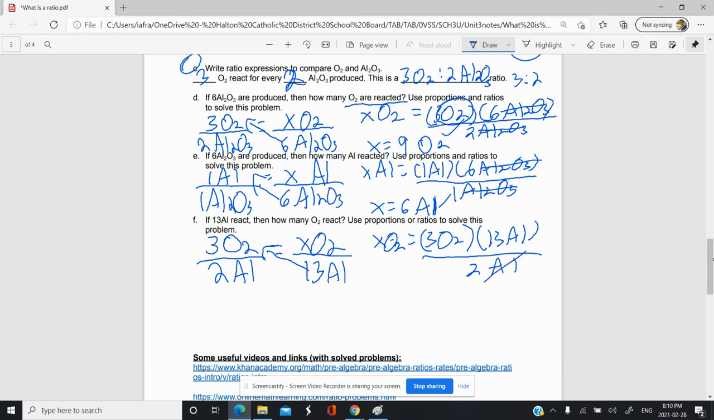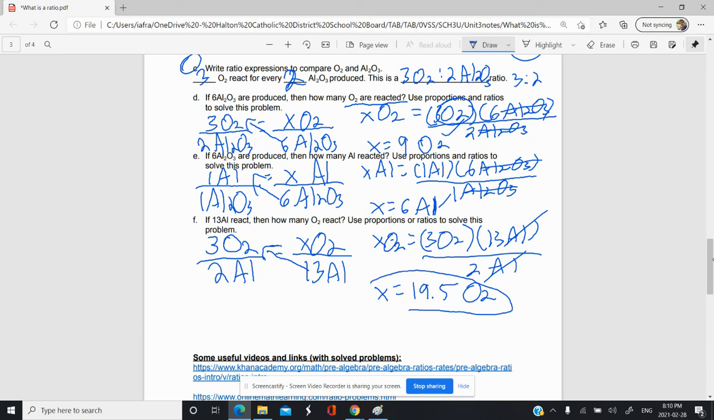And so we'll cross this out, cross that out, and we're left with X is equal to 3 times 13 is 39, divided by 2 is 19.5. So 19.5 O2. Let's erase that, make it neater. 19.5 O2. And I know it seems weird.